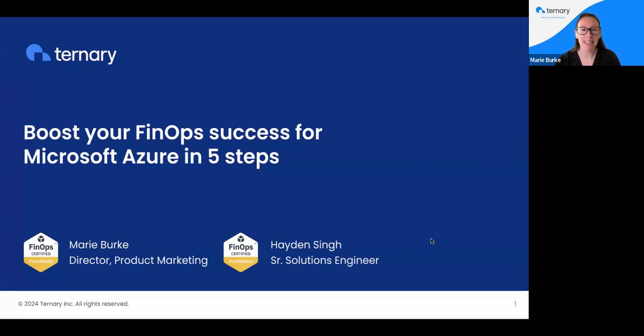Our topic today is Boost Your FinOps Success for Microsoft Azure in just 5 steps. My name is Marie Burke. I'm Director of Product Marketing at Ternary. I joined the company at the end of January, and I've been in the FinOps space for over 7 years. Always on the vendor side of the house, but in that time, I've had a lot of experience working with practitioners and partners. And I've spent a fair amount of time working on Microsoft Azure as well. So really looking forward to today's session.